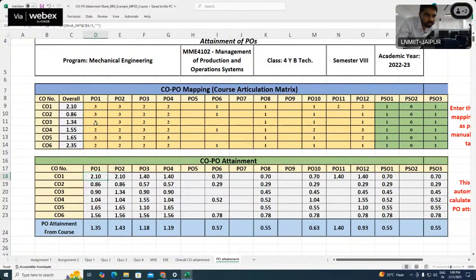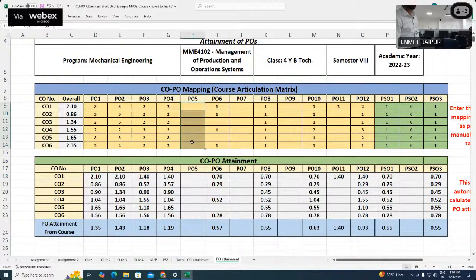So it is, just a minute. No, 2.11 was there. D9. So this cell into C9. Into 3 divided by 3. Okay, this into this divided by 3. So simply it is coming the attainment on scale of 3. So same formula is set for all the cells.